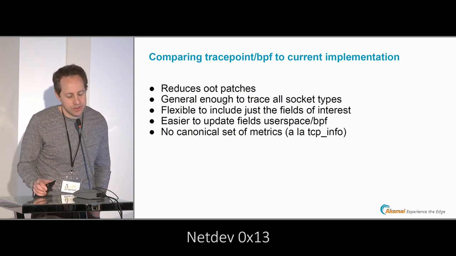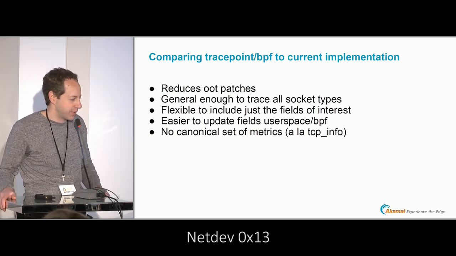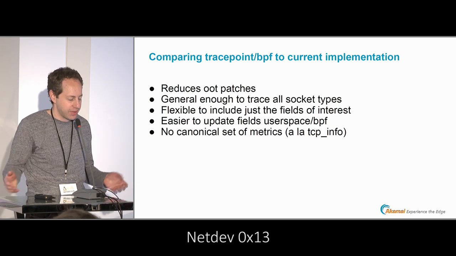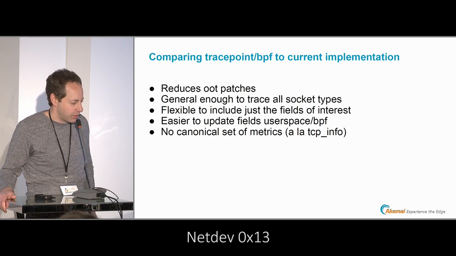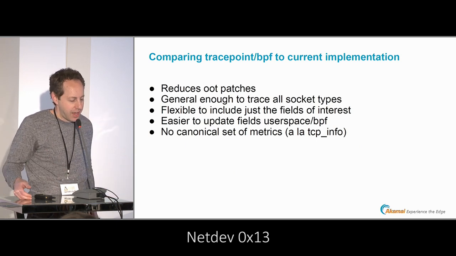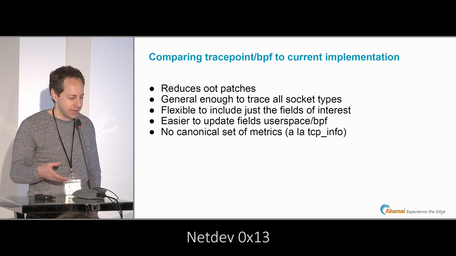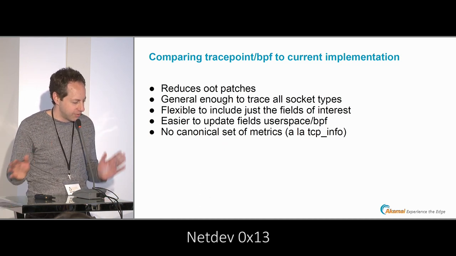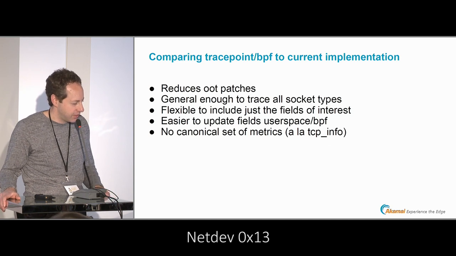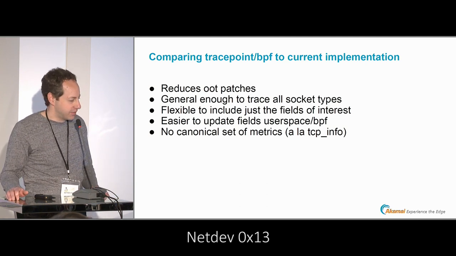Just comparing, at least for me, trying to use eBPF versus what we have right now, we have fairly substantial out-of-tree patches for this. So we could hopefully get rid of that. I was thinking of the proposal as more general than being specific to TCP, as a mechanism that could trace all socket types. I'm not sure if that's in the thinking for this right now. Being able to just use the fields that you're interested in is definitely important to us.